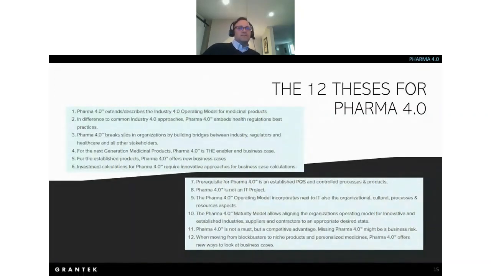Essentially, they boil down to this. Pharma 4.0 embeds quality and regulatory requirements into Industry 4.0 to meet the needs of the industry. It goes far beyond the world of IT and focuses on the entire holistic organization, and it provides new ways of looking at the business of pharmaceutical manufacturing.